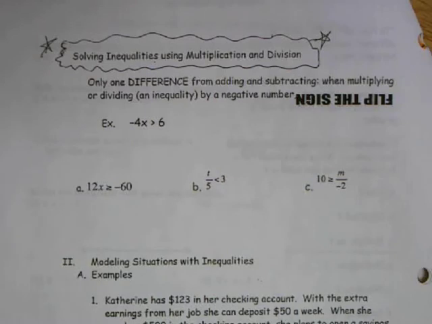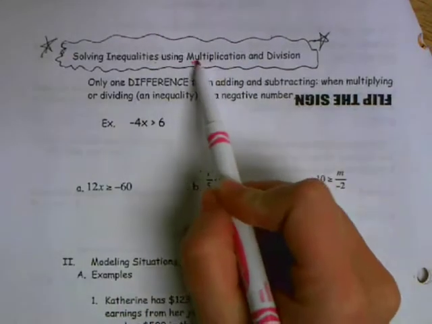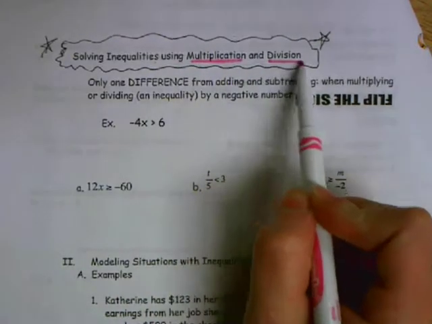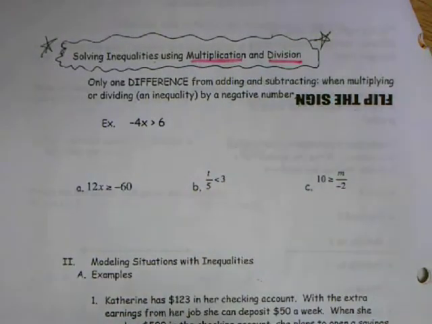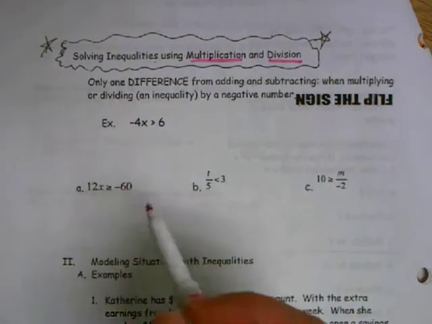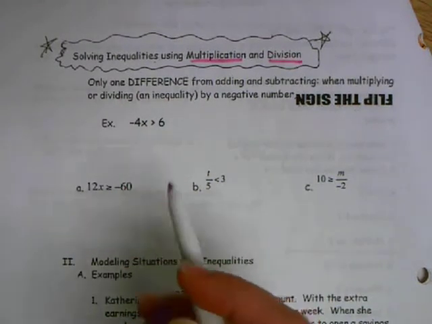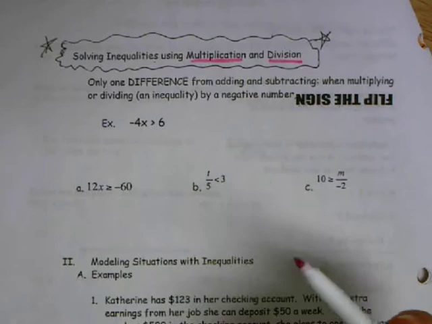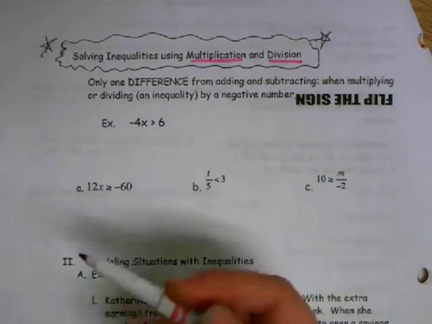So we're going to continue our inequalities work by solving inequalities, this time using multiplication and division. Just like with adding and subtracting, we've done this before with equations, where when you're trying to get rid of multiplication, what do you do? Divide on both sides. If you're trying to get rid of division, you're going to multiply on both sides.